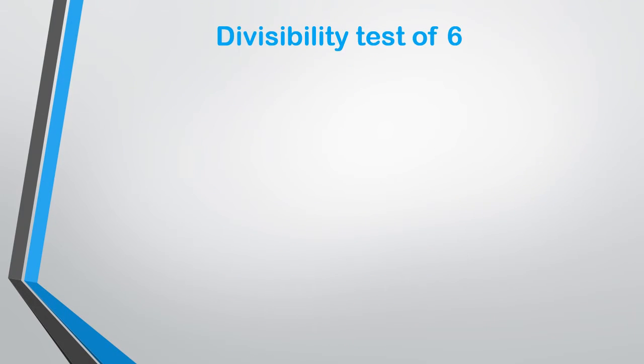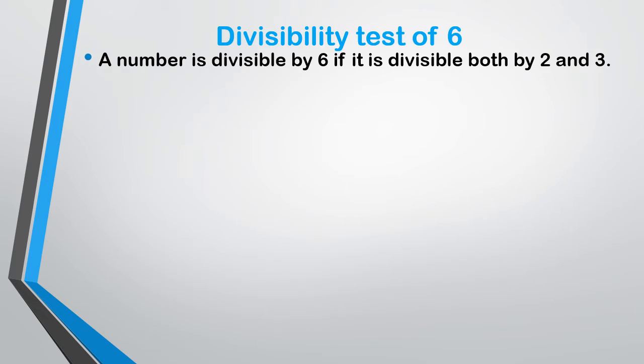So next one, divisibility test of 6. A number is divisible by 6 if it is divisible both by 2 and 3. So if a number is divisible by 2 and 3, it will always be divisible by 6. So here we have to check the divisibility of 2 and 3. Then we can say whether the given number is divisible by 6 or not.